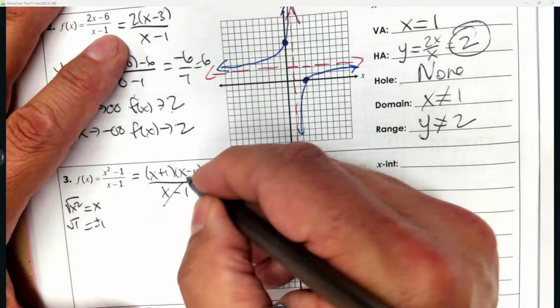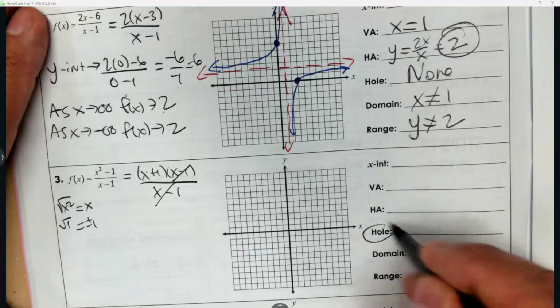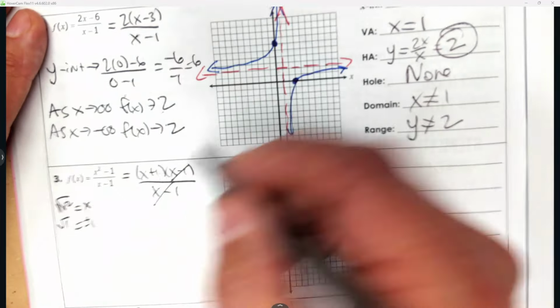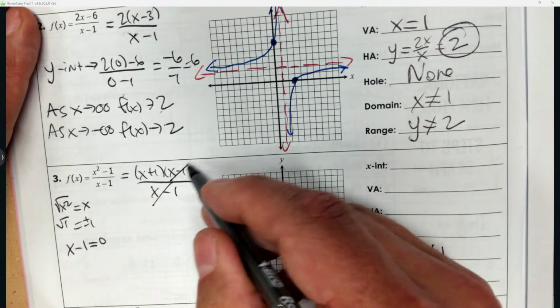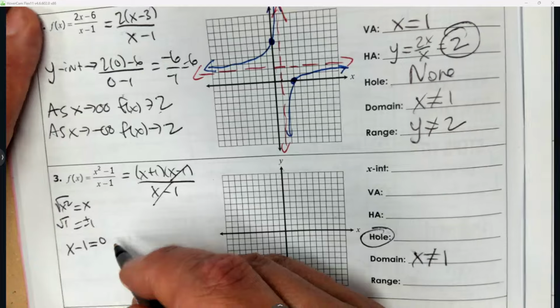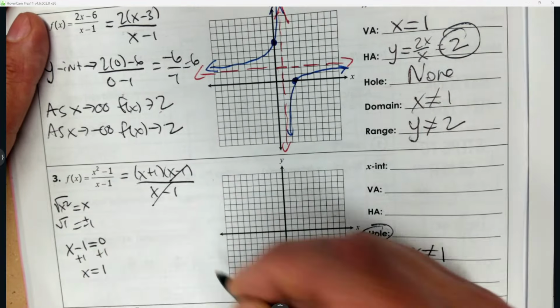Then I'm going to cross this out. Notice something crossed out. That means there's a hole in this graph because I crossed out x minus 1. Make what you crossed out equal to 0 and solve it. So we're going to add 1 and x equals 1.